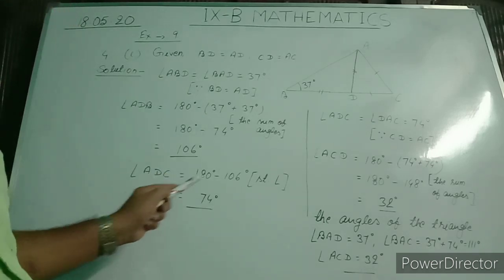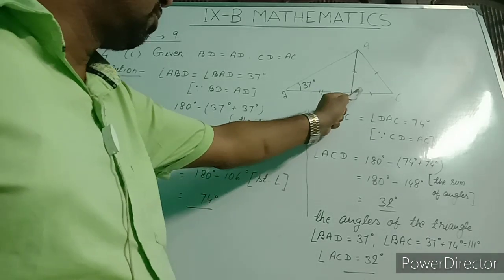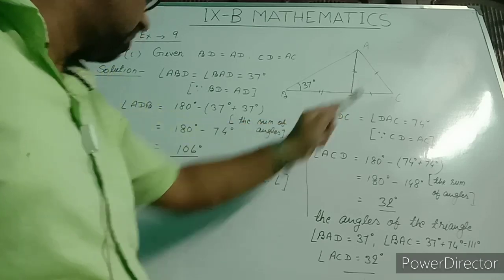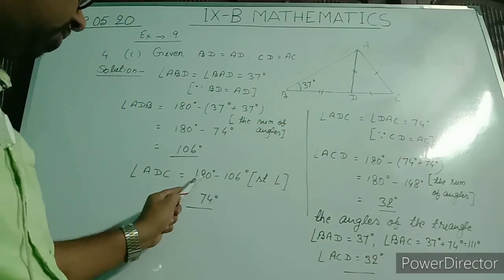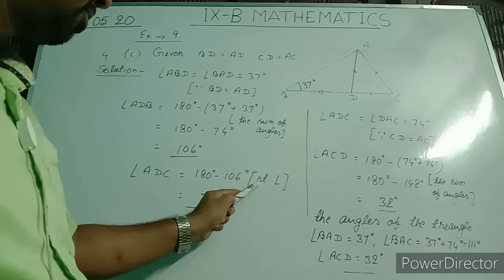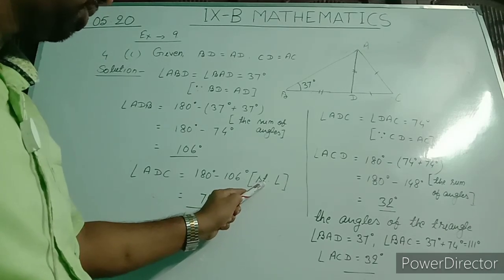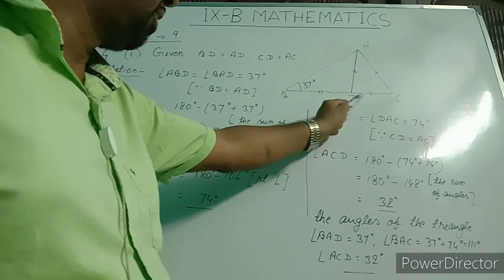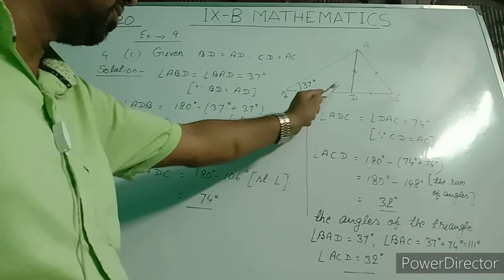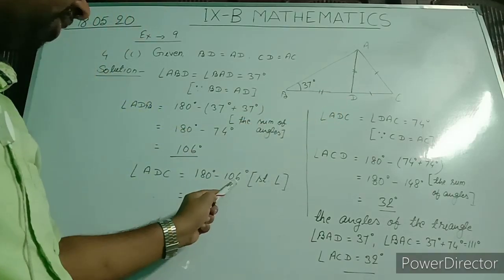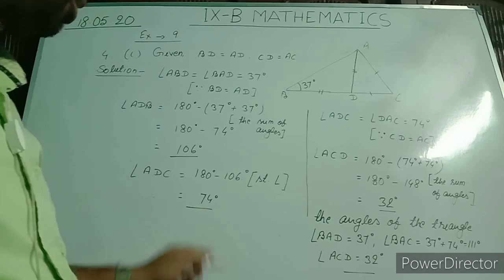Now ADC, if this is 106 degrees, this will be 180 minus 106. That I have written here, angle ADC equals 180 minus 106. Why? Because this is a straight angle and a straight angle is equal to 180 degrees. This much is 180 degrees. So this much equals 180 minus this angle. So 180 degrees minus 106 degrees equals 74 degrees.